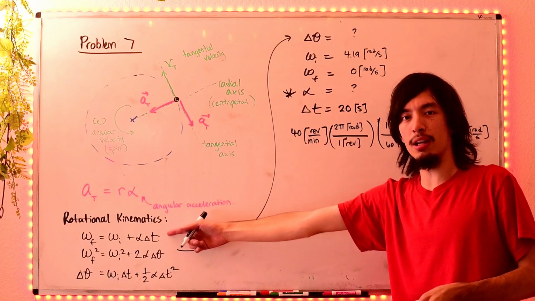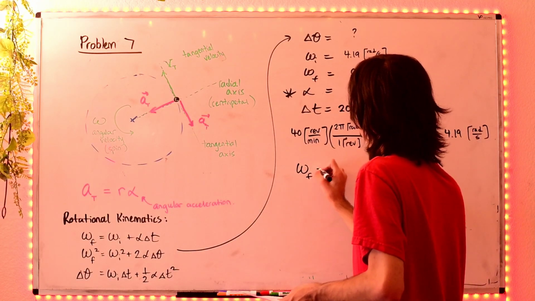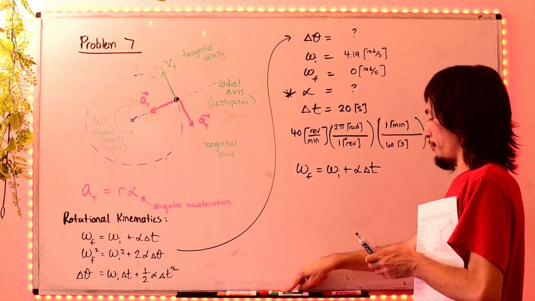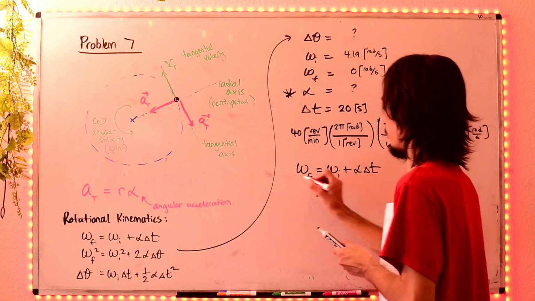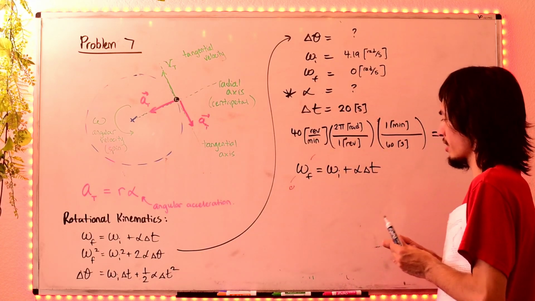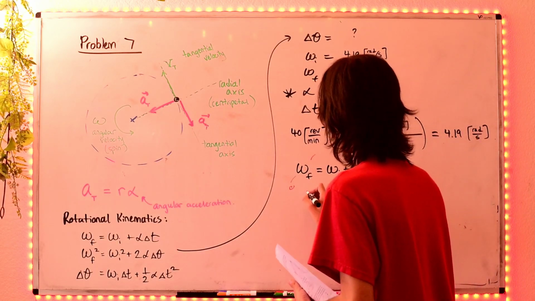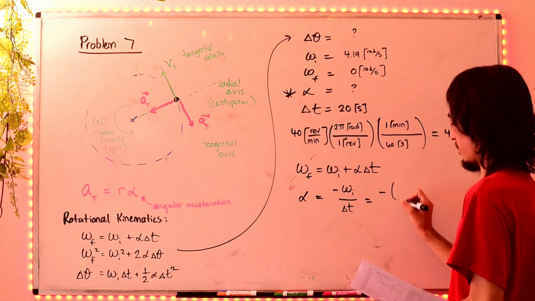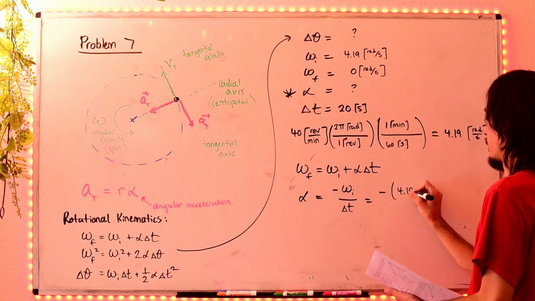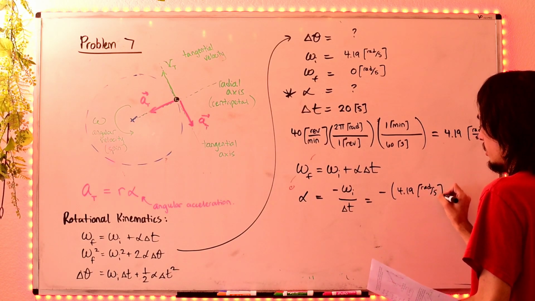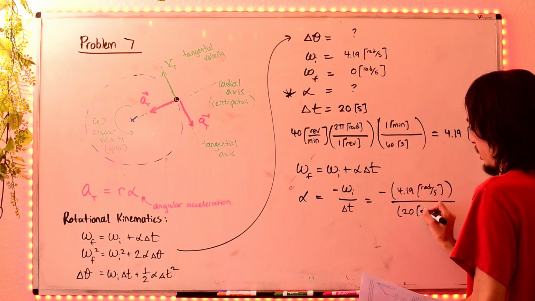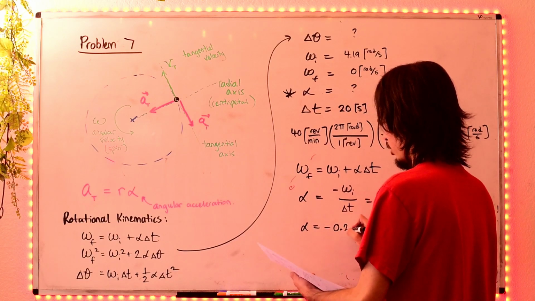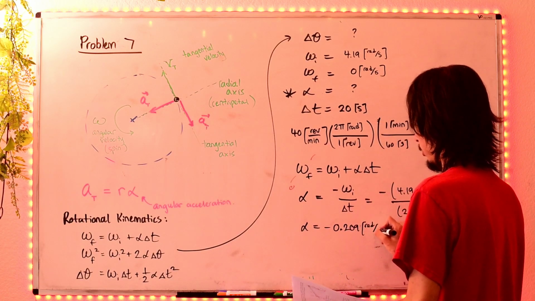which means we're going to use this first kinematic equation. That's going to be omega final equals omega initial plus alpha delta t. You can clean it up by just getting rid of your final angular velocity, because it's 0 at rest. You solve for alpha, which is minus omega initial over delta t, which is minus 4.19 radians per second divided by 20 seconds, and you'll get that the angular acceleration is minus 0.209 radians per second squared.